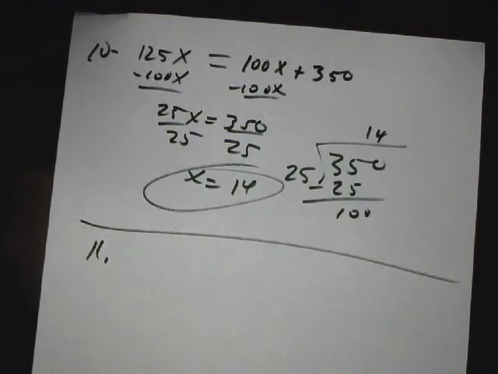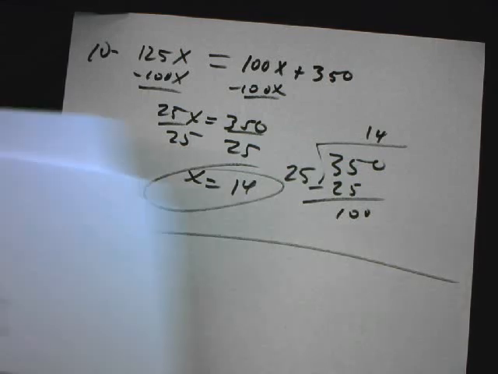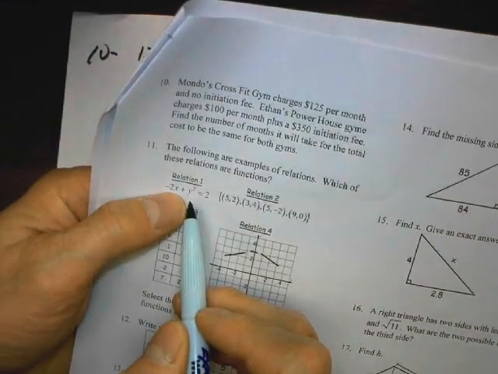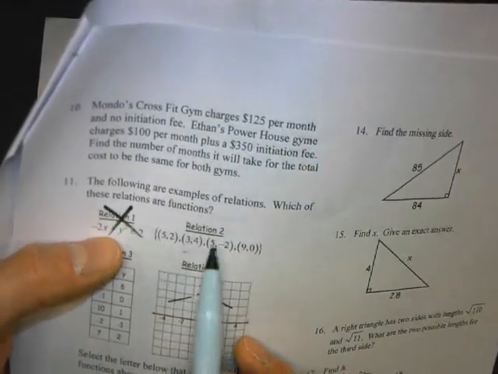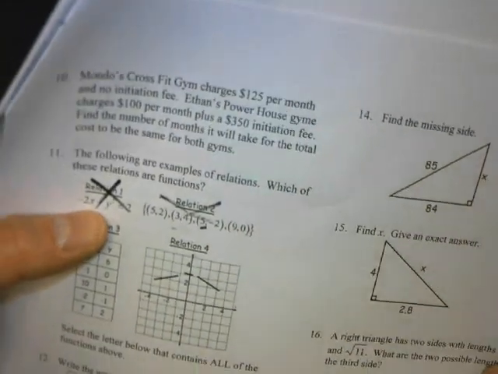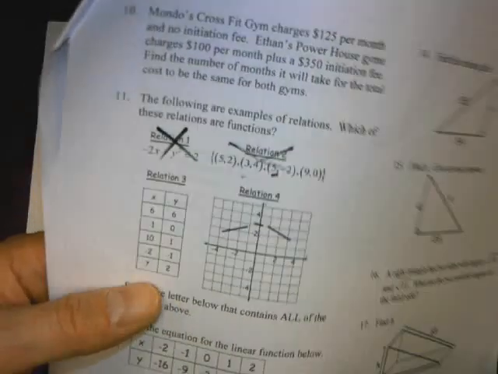Now let's do number 11. The following are examples of relations. Which are functions? Well, if you see y squared, it's not a function. Don't pick one. We're looking to see if our x's repeat, right? So there's a 5. Oh, there's another 5. That's not a function. Our x's can't repeat. Our y's can, not our x's.